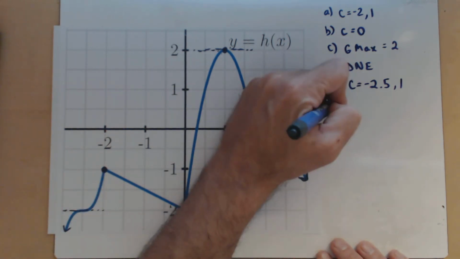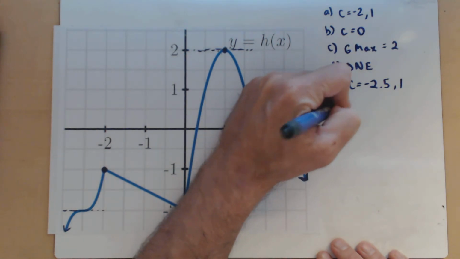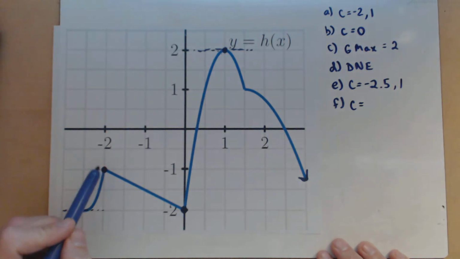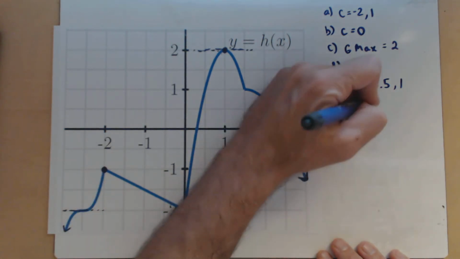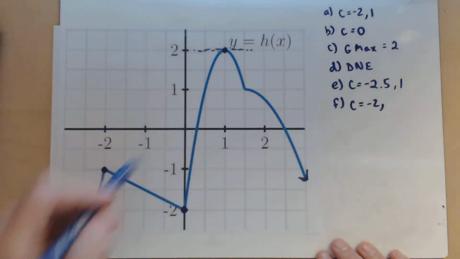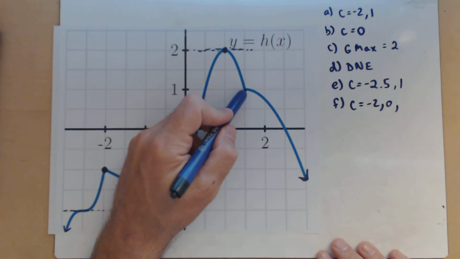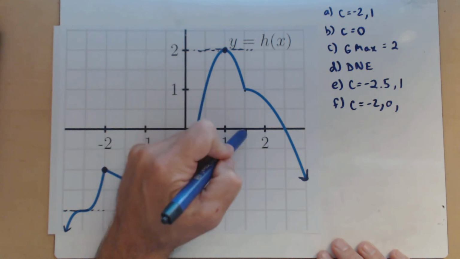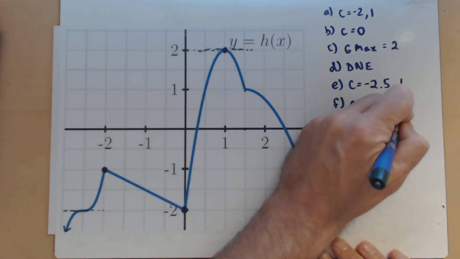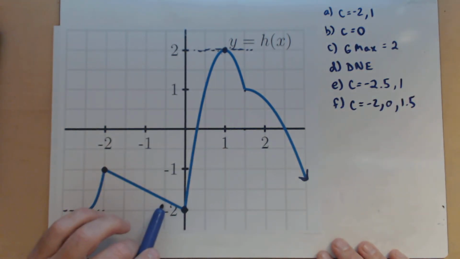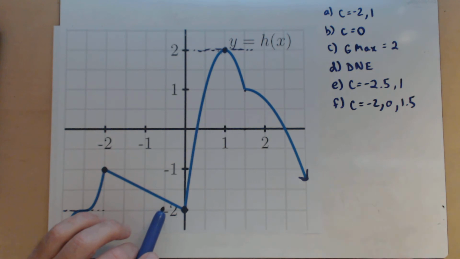So that takes us to our next one, F. Determine all the points where the derivative does not exist. So we got one at -2. You see the corner point. We have one at 0, and there is one other corner point right here. Looks like it's at 1.5. So those are all inputs where the derivative of this function h is not going to exist.